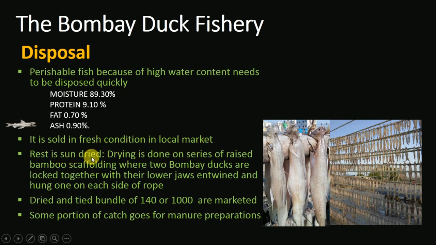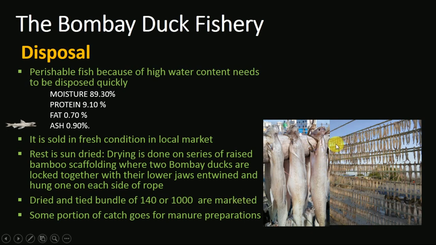The rest is sun dried. Drying is done on a series of raised bamboo scaffolding where two Bombay ducks are locked together with their lower jaws entwined and hung, one on each side of the rope. Here we can see clearly the Bombay ducks entwined with their lower jaws, hung on the rope or bamboo on each side. The dried and tied bundles of 140 or thousands are marketed to the inland areas of India. Some portion of the catch also goes for manure preparation, as bad quality or spoiled Bombay duck.